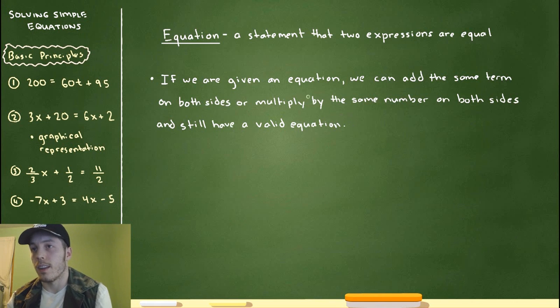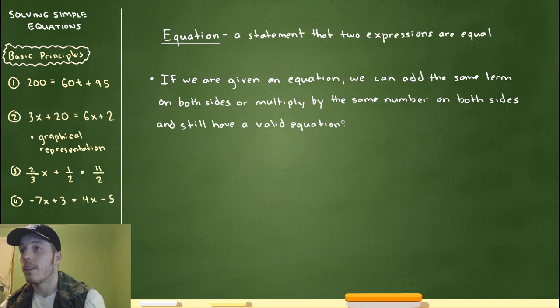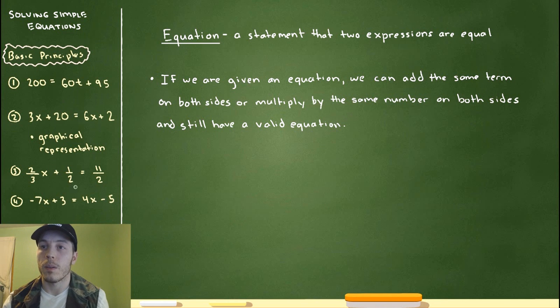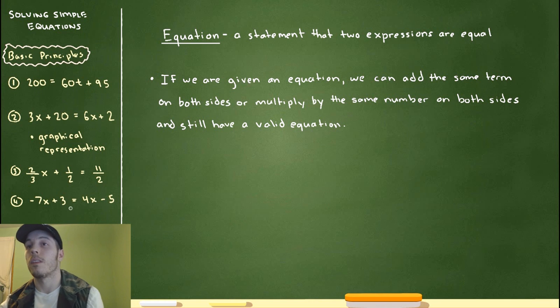So to begin, let's take a look at the definition of what an equation actually is. An equation is a statement that two expressions are equal to each other. If you notice over on the left side, I have this whole list of equations. I have 4 examples that I want to cover here, and each of these is an equation.